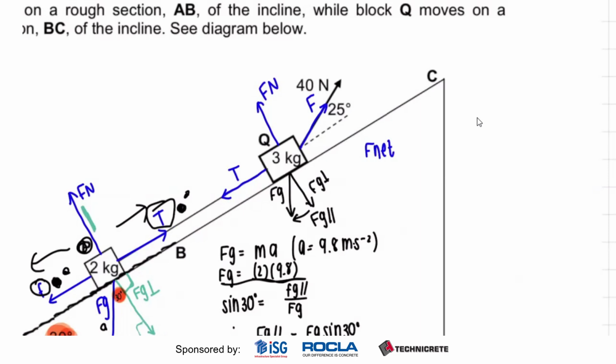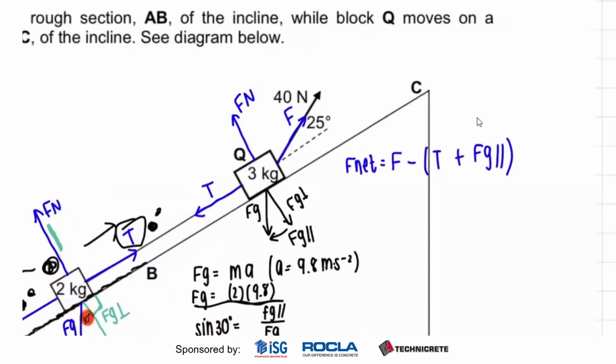So our net force is going to be the ones going upwards minus the ones going downwards. So the force minus the tension plus the FG parallel. Okay.